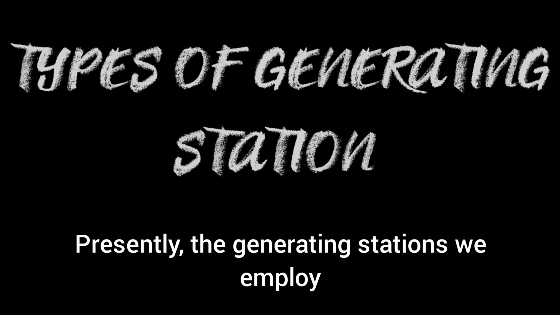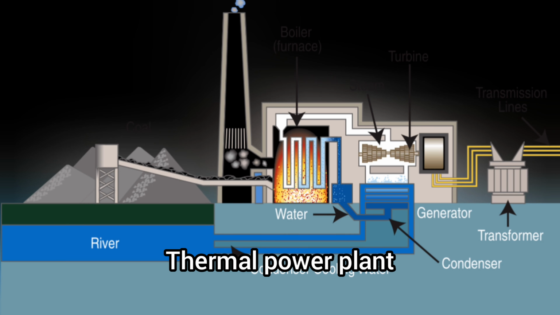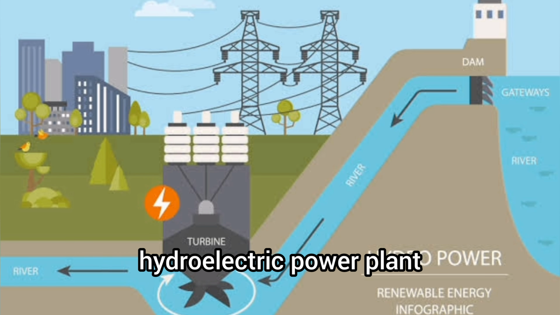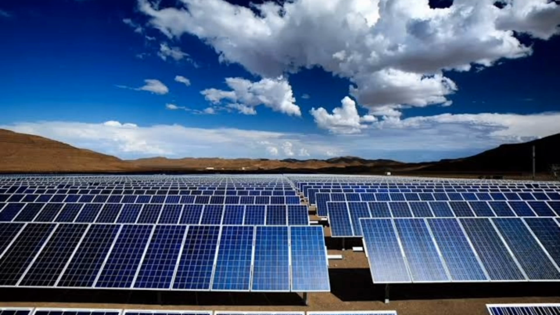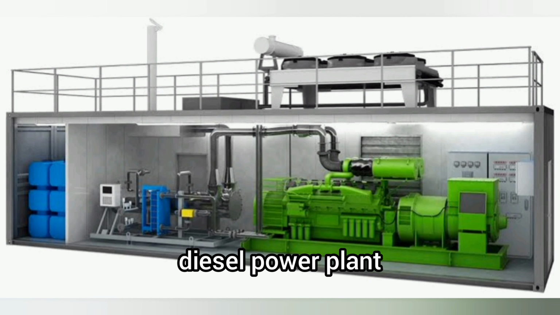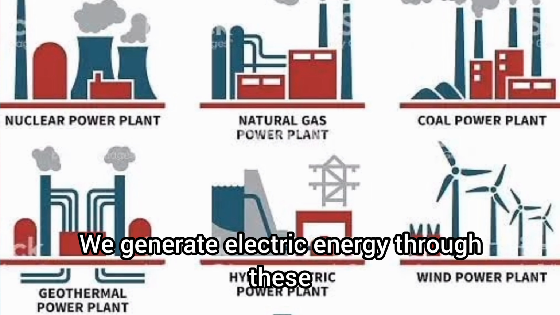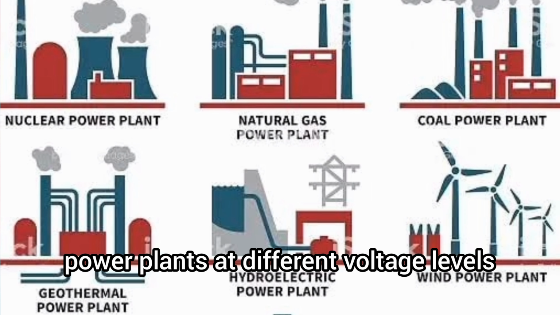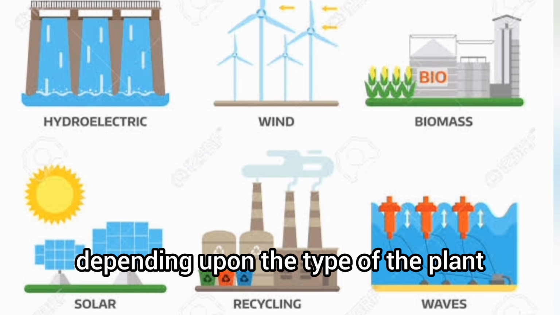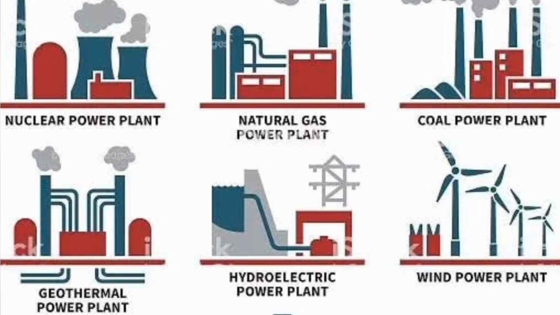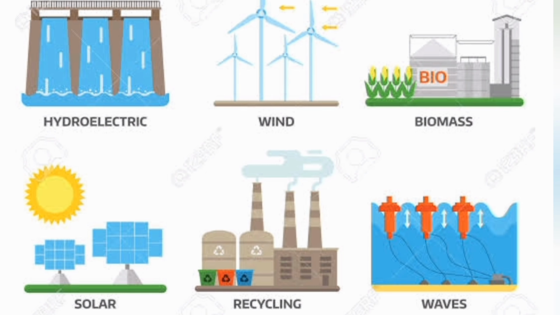Presently, the generating stations we employ mainly over the world are the following: thermal power plant, hydroelectric power plant, nuclear power plant, wind power plant, solar power plant, diesel power plant, gas power plant. We generate electric energy through these power plants at different voltage levels and at different locations, depending upon the type of the plant. In my next video, I'm going to explain how these generating stations generate electricity.